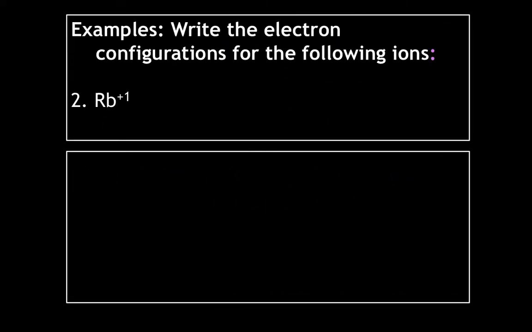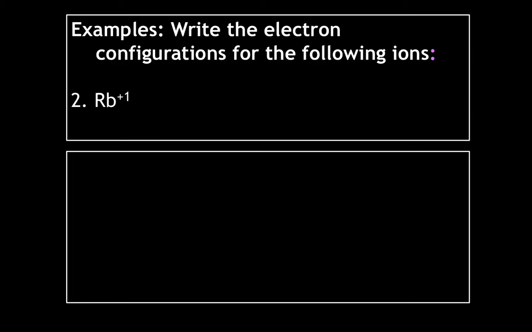Okay, so let's write the electron configuration for rubidium with a +1 charge. So where is rubidium? There. Rubidium is here. We're not going to do the noble gas configuration because it is a noble gas configuration, because it is rubidium with a +1 charge.